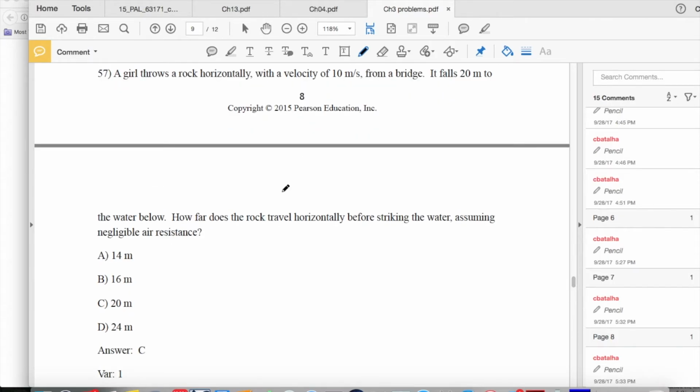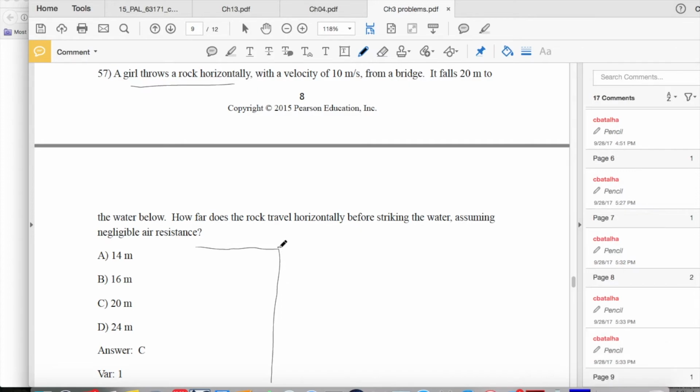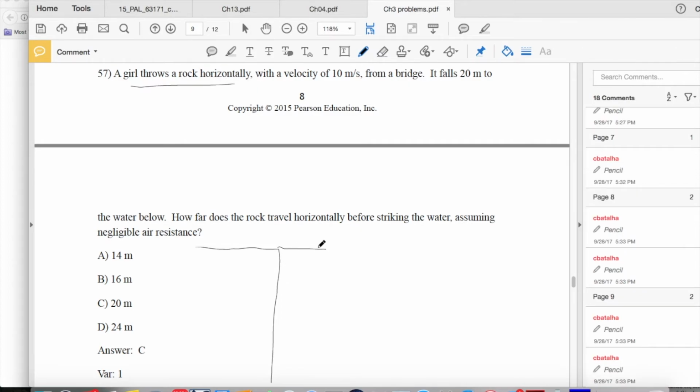A girl throws a rock horizontally with a velocity of 10 meters per second from a bridge, and it falls 20 meters to the water below. How far does the rock travel horizontally before striking the water, assuming negligible air resistance? So let's do a little sketch. Throw horizontally. What does it mean? It goes like this.